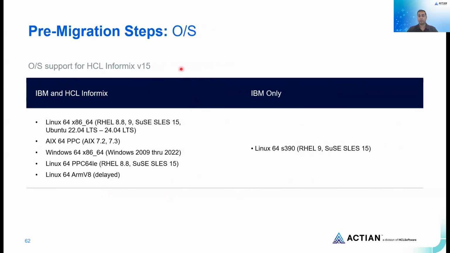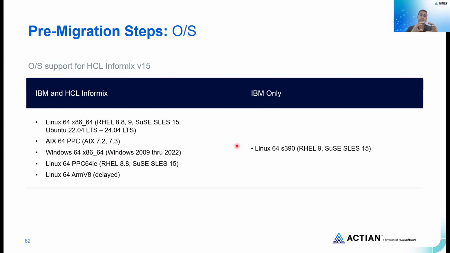So the next pre-migration step is about OS, right? If you see here, this slide talks about the supported operating systems for Informix 14 or 15 as part of our pre-migration planning. On the left, we see platforms supported by both IBM and HCL Informix. This includes Linux distributions such as RHEL, SUSE, and Ubuntu LTS versions, AIX on PPC, Windows Server editions from 2009 all the way up to 2022 and later, Linux, and upcoming ARM support as well. Now, on the right, Linux on zSeries (s390x) is supported under IBM environments.